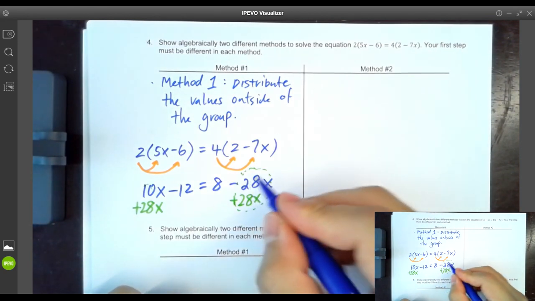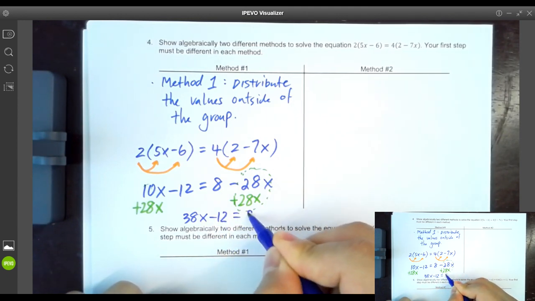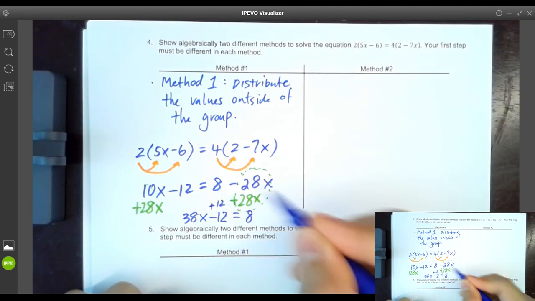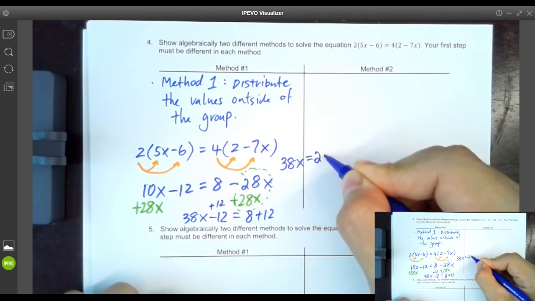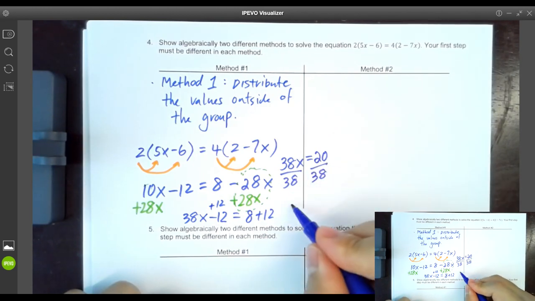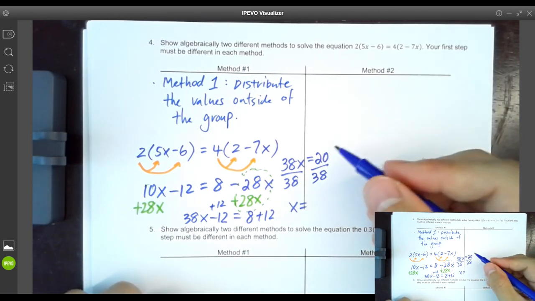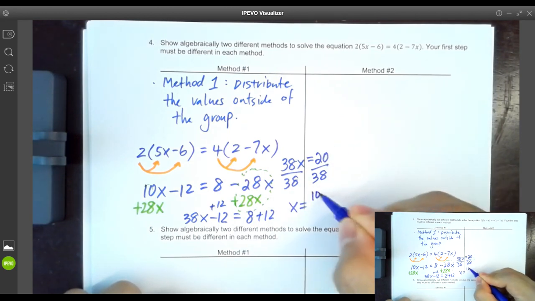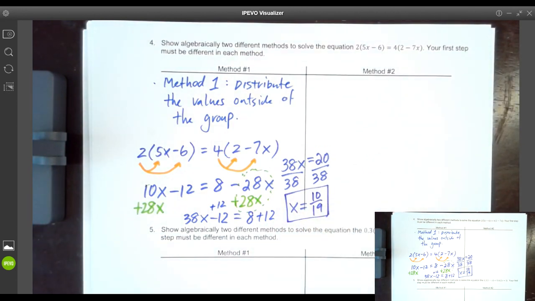Running a little bit out of space, but I'm going to write it as 38x minus 12 is equal to 8. And you could already tell, class, that this number is not going to be very clean. So I'm getting 38x is equal to 20, and then you divide both sides by 38, and you get x is equal to, now you always want to simplify this, right? You have to simplify whenever possible. They're both even numbers, so I'm going to simplify this as 10 over 19. Nice.